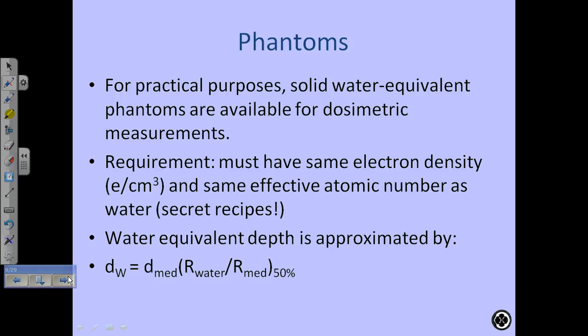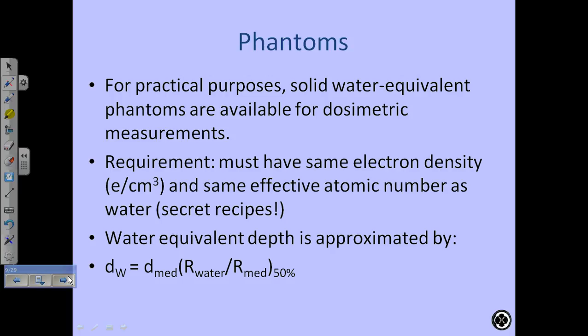Phantoms. For practical purposes, solid water equivalent phantoms are available for dosimetric measurements. Solid water has to have the same electron density, electrons per cc, and the same effective atomic number as water. Okay, and they have their own secret recipes. Different companies make different solid waters.